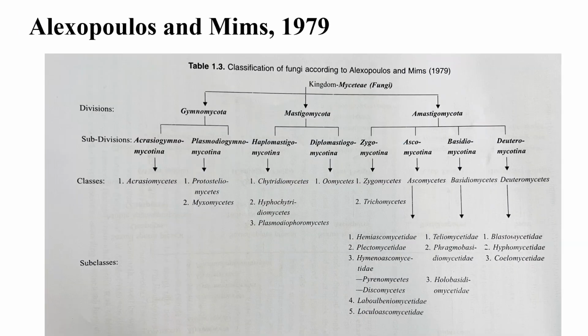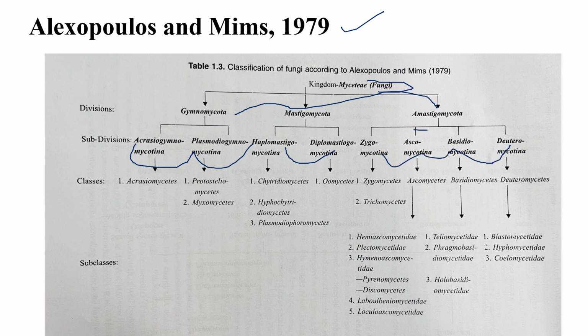Coming to the next classification, the Alexopoulos and Mims classification, given in 1979 by Alexopoulos and Mims. They divided the fungi into three divisions: Gymnomycota, Mastigomycota, and Amastigomycota. Acrasiomycota, Plasmodiophoromycota, all those come under Gymnomycota. When it comes to Mastigomycota, again there are 2 divisions. Zygomycota, Ascomycota, Basidiomycota, and Deuteromycota he placed under Amastigomycota. Again, the classes are given here. So this is the Alexopoulos and Mims classification. This is also one of the important ones.